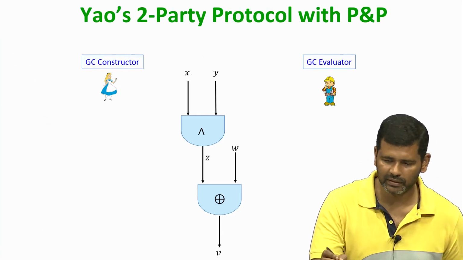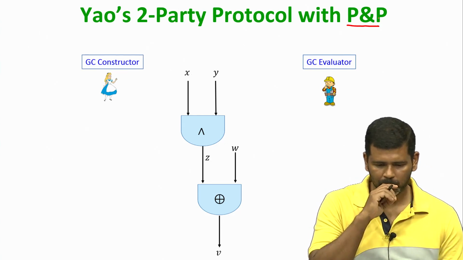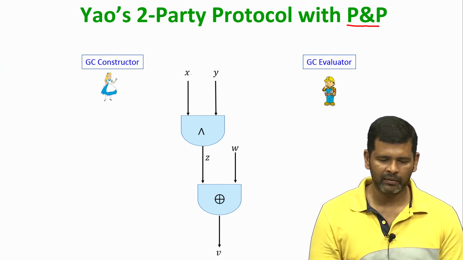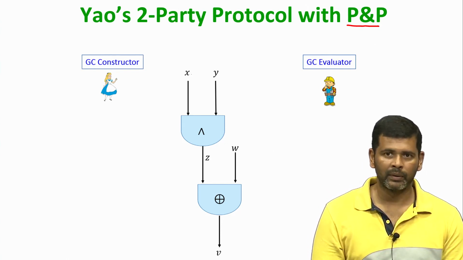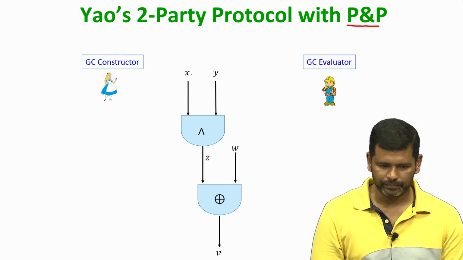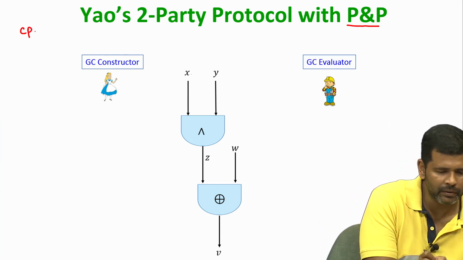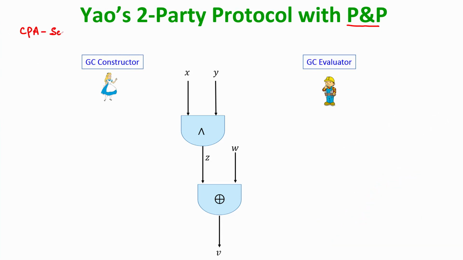Okay, so, let us first see the point and permute technique here. For the purpose of demonstration I am taking a circuit where we have an AND gate followed by an XOR gate which needs to be evaluated. Now we are assuming that we have just a CPA secure symmetric key encryption, which we know how to build using pseudo random functions which can be instantiated using AES, and we do not require any special correctness property.